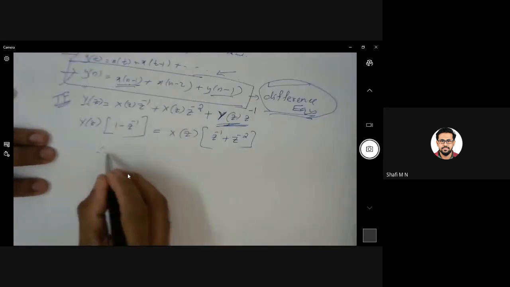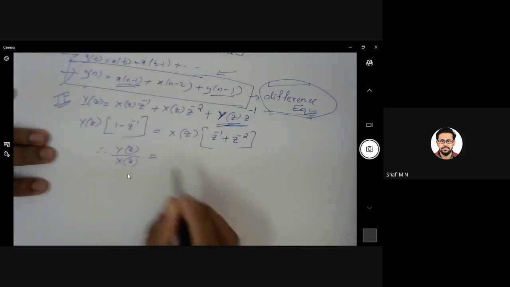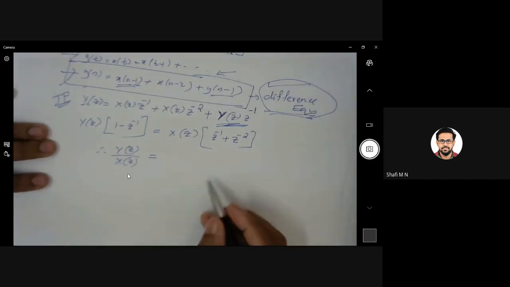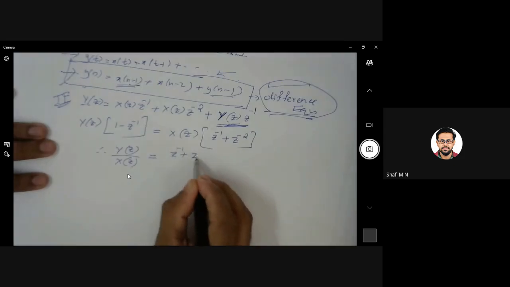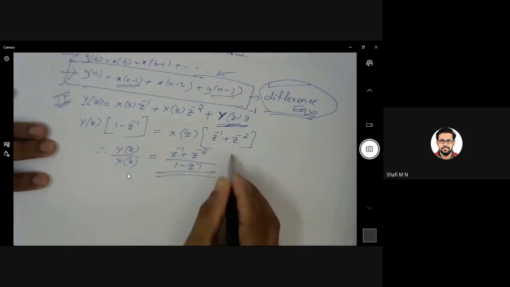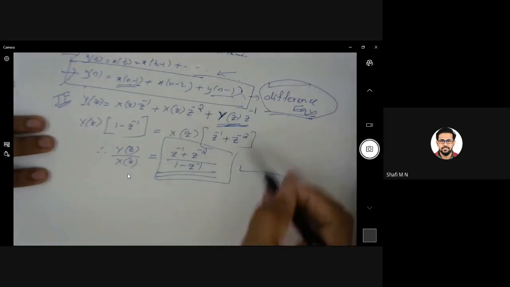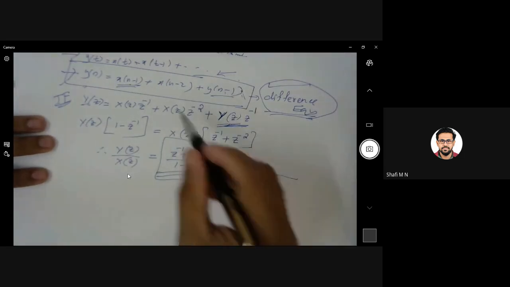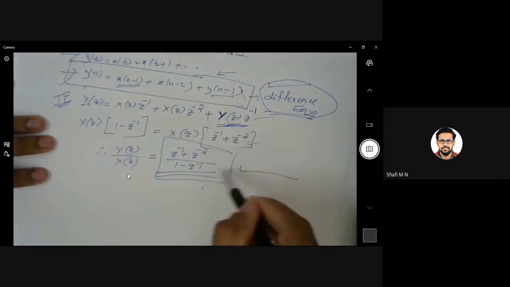So what is the transfer function? Transfer function is Y(z) by X(z), isn't it? So what will that be? z raised to minus 1 plus z raised to minus 2 divided by 1 minus z raised to minus 2. This is the transfer function of your system. This particular system. And then difference equation, transfer function.